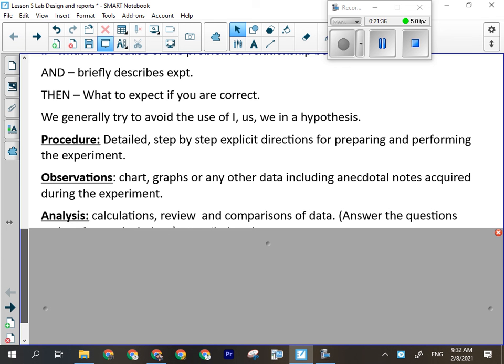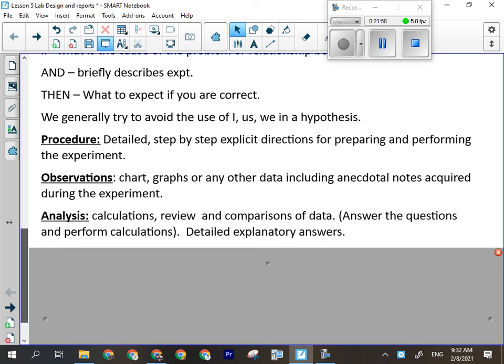You have these observations that said substance A was a clear liquid with no odor, that had a pH of 7 and didn't conduct electricity. What was it? Water. That's analysis. I took the observations I had and I used them to identify what that material was. So, review and comparison of data. Most of the time there's just going to be answering questions or performing calculations, and we want detailed explanatory answers.